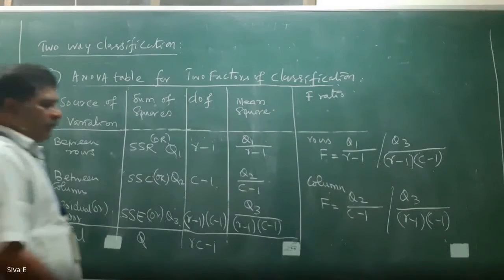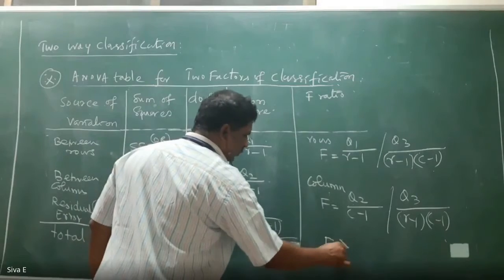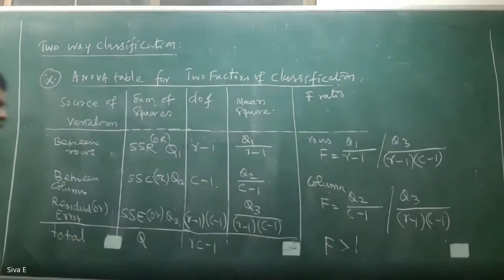Both the F values should be greater than 1, otherwise we have to change the values based on the source of variation, the variance value. This is a very important table.